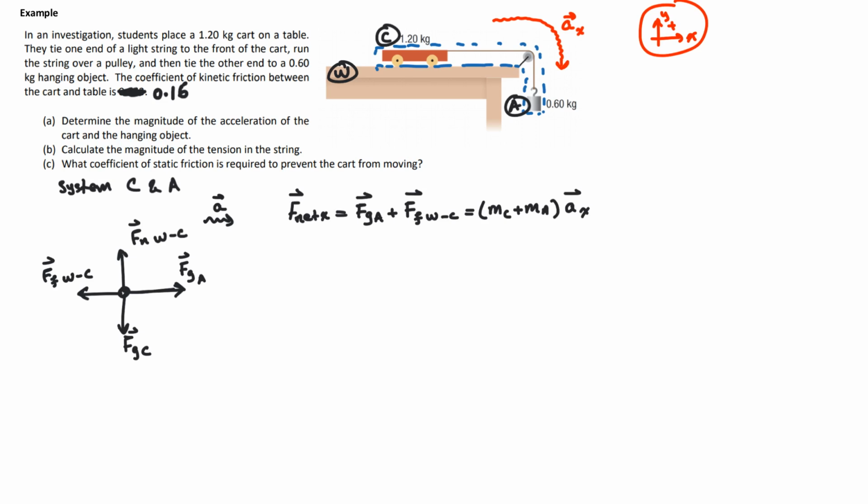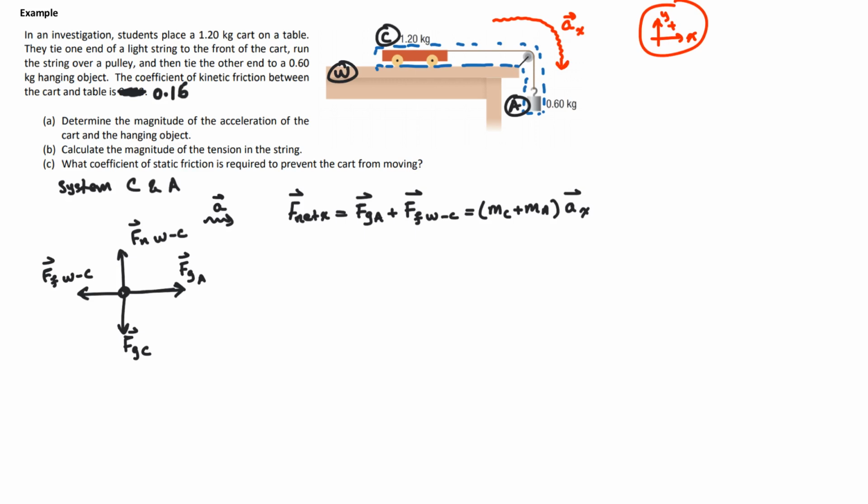Let's see if we have all the information we need to solve this question. Force of gravity for A, we have its mass and gravitational acceleration is 9.81, so we have all the information here. Force of friction from W to C, we don't have that one, but we have enough information that we can use to calculate it, so we'll think about that in a second. And we have these two masses, and we need the acceleration. So we do need to find the force of friction acting on our cart here.